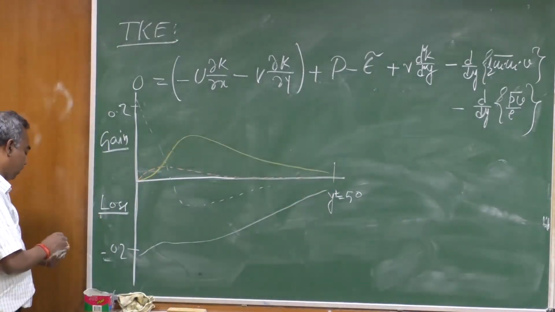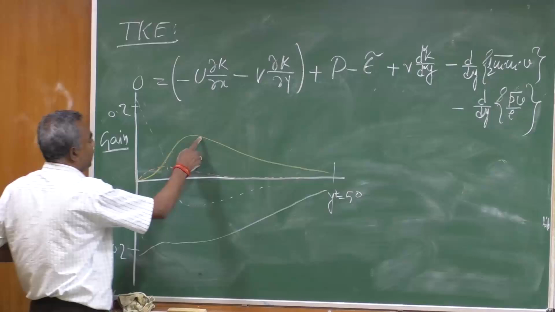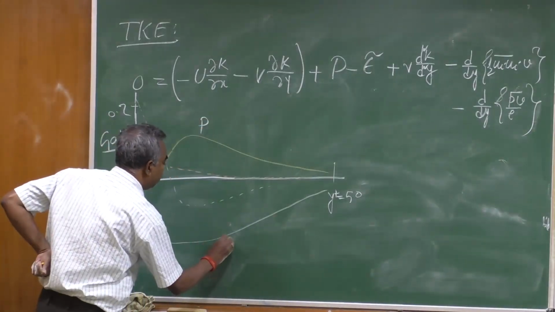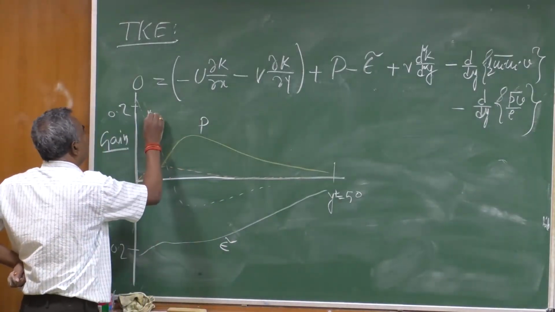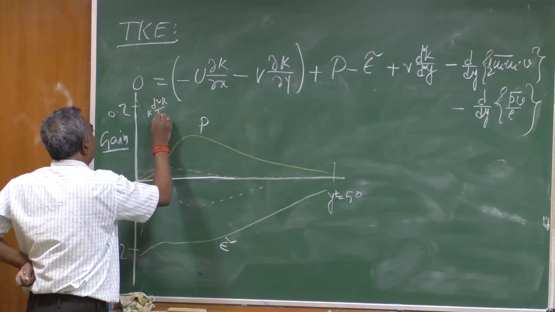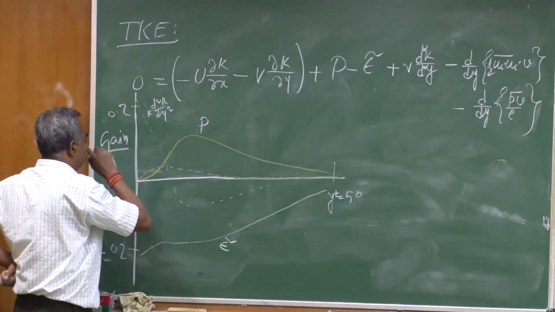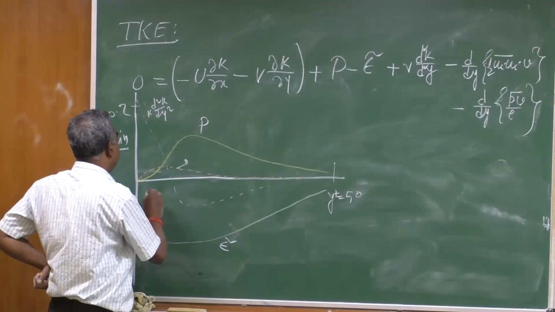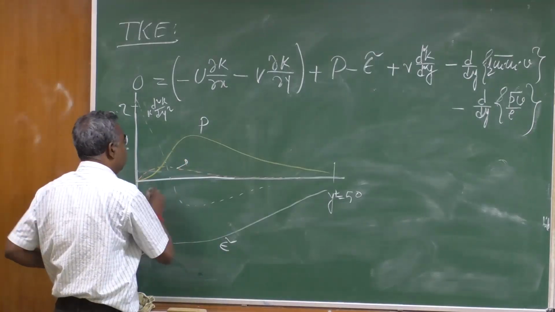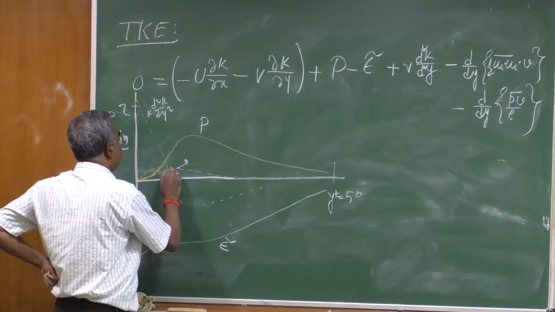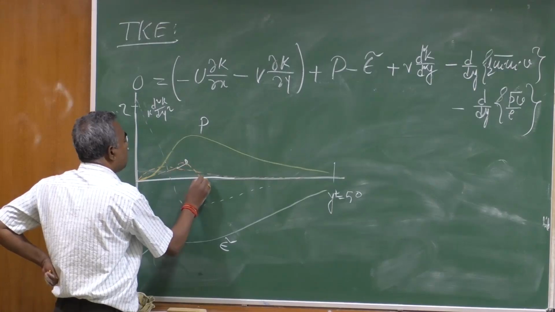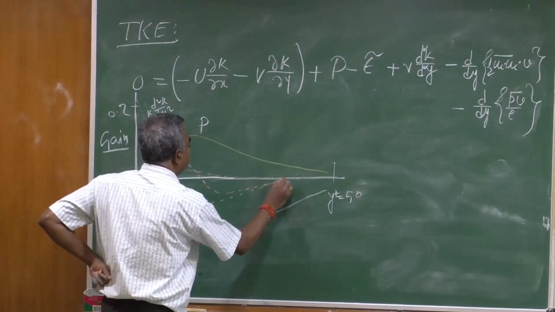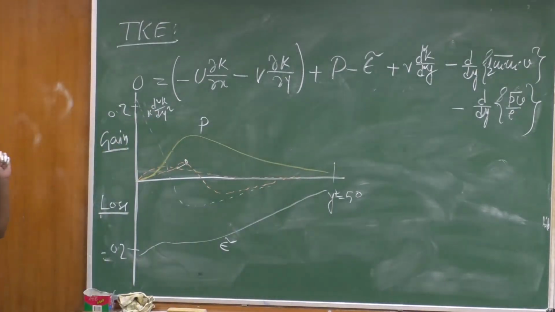This is your production term, this is your dissipation term, this is your d2k/dy2 viscous diffusion term, this is the pressure transport, and the last one is your turbulent transport, which is going to be something like this.